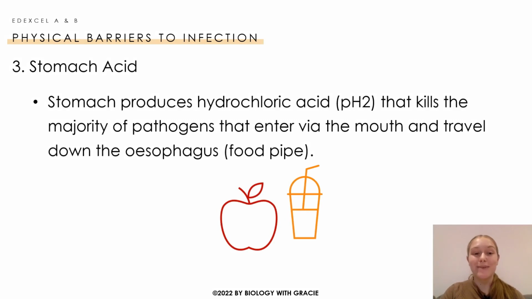We've then got stomach acid. If you unfortunately do take something pathogenic in through your mouth that travels down your esophagus, also known as your food pipe, then the stomach actually produces hydrochloric acid, which is usually of a pH of 2, and this is able to kill the majority of pathogens that enter via this route.